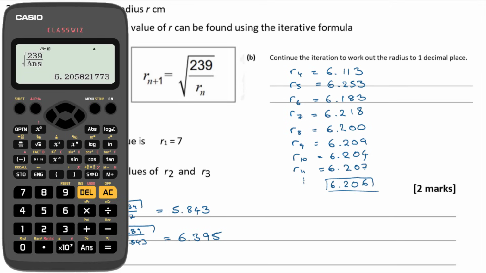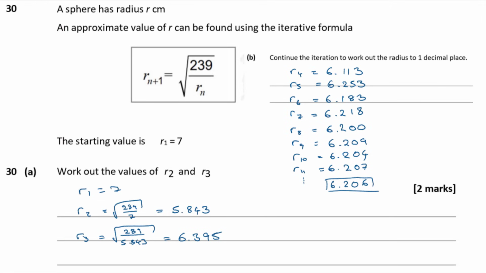Okay, so you can see that to one significant figure it actually settled pretty quickly. It settled on the 6 from R3, didn't it? And then it didn't really settle on the second digit until we got to R7, R8, and then it stayed being 2. Then we started getting the third significant figure, and it took a little while longer for the fourth digit to settle down. But we just want to know what the radius is to one decimal place. So the radius is equal to 6.2 to 1 dp.